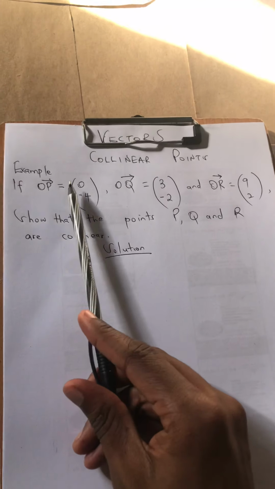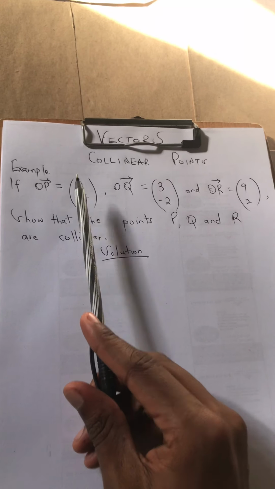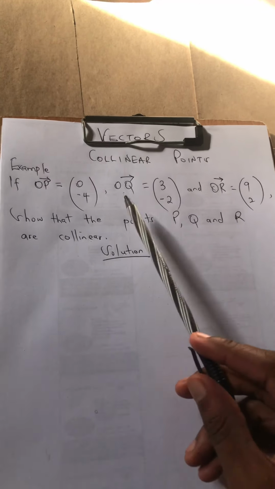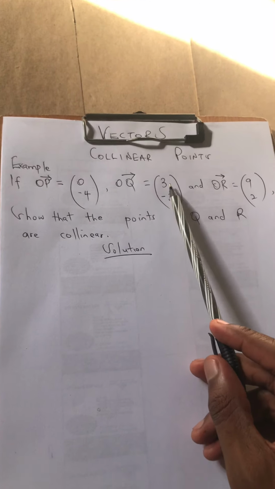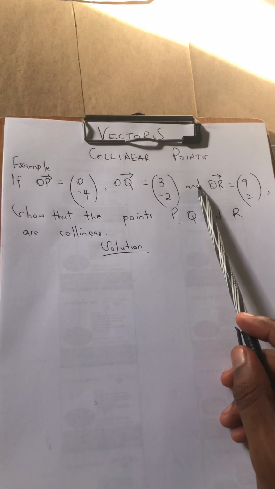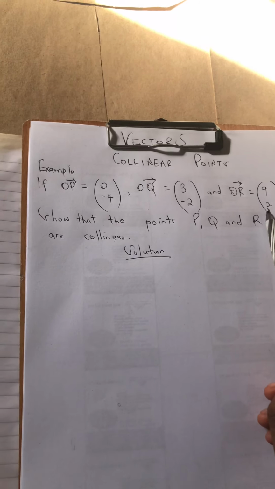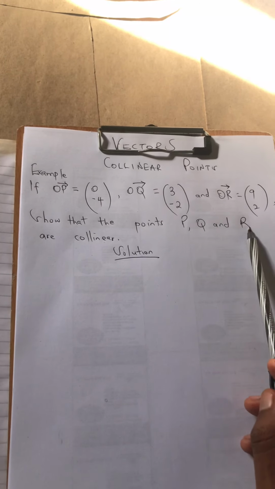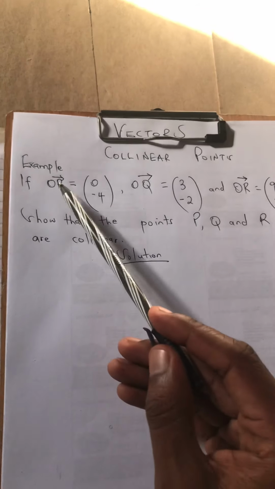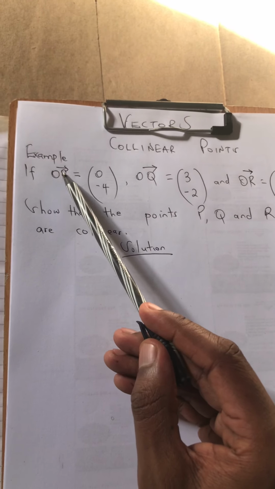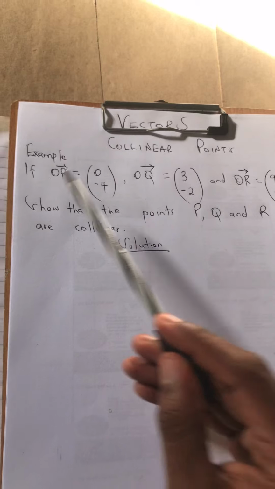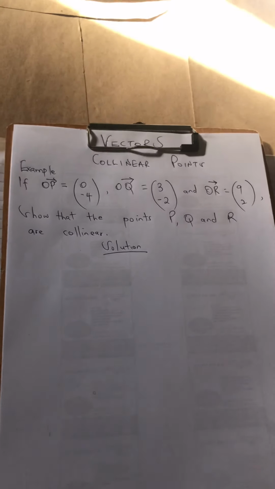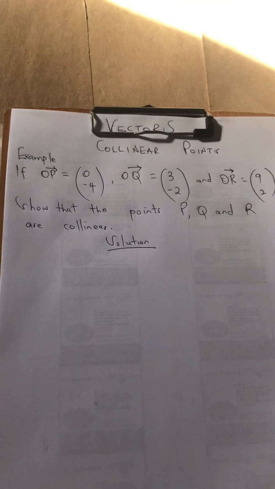Inasema if vector OP is equals to (0, -4), of course, it's being written as a column vector by now, unajua. Vector OQ is equals to (3, -2), and vector OR is equals to (9, 2). Show that the points P, Q, and R are collinear. Remember, when we hand write vectors, we must put arrows on top. So, ukiona nimesema vector OP, it is because there is an arrow on top. Hapo sawa? Nice one, nice one.